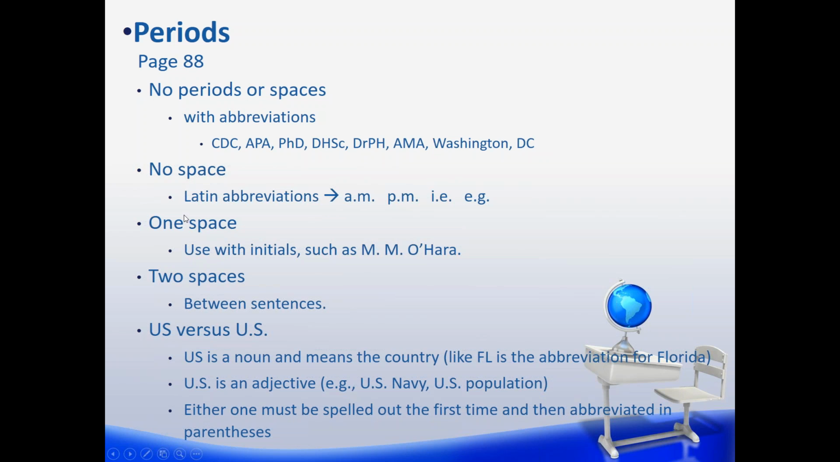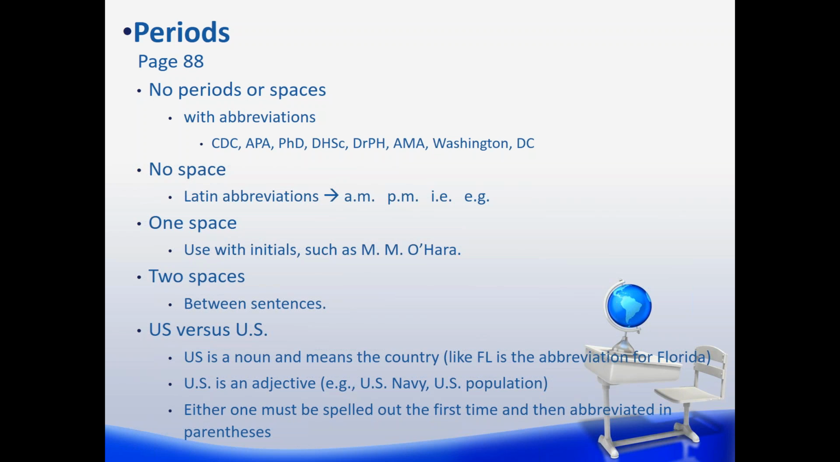And we use no spaces, but we use the periods with these Latin abbreviations. And we use 1 space between initials, whether it's in the body of the paper or the reference list. And we use 2 spaces between sentences. And remember, with US, there's a distinction made whether it's a noun or an adjective. So a noun, like the country, like FL is the abbreviation for Florida, CA is the abbreviation for California.